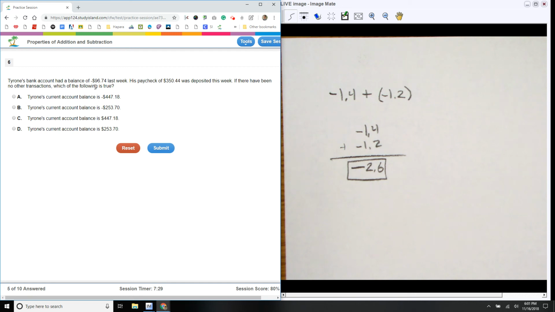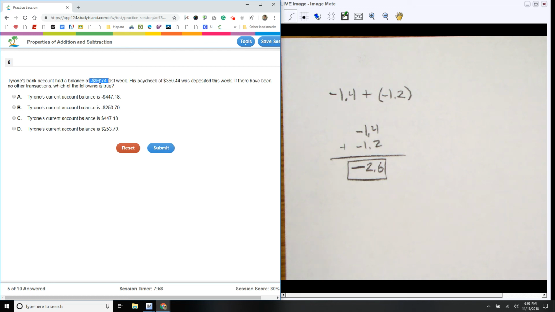$350.44 plus negative $96.74 is like a subtraction problem. You're just going to subtract 96 from 350. So let's just go ahead and look at here and see which one of those makes sense. If you have 350 and you subtract 96, it's going to be in the 200s somewhere, right? So it's going to be B or C. Is our answer positive or negative? Well, it's going to be positive because the $350, the positive number, is much more than the negative number.